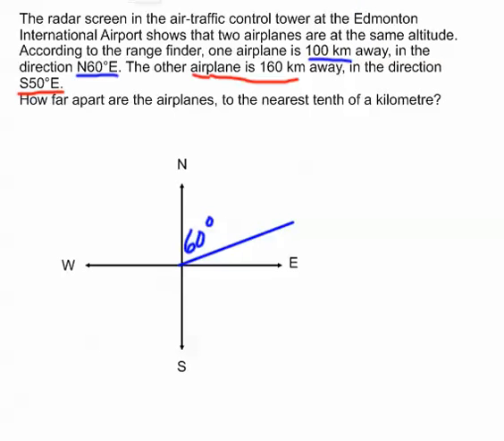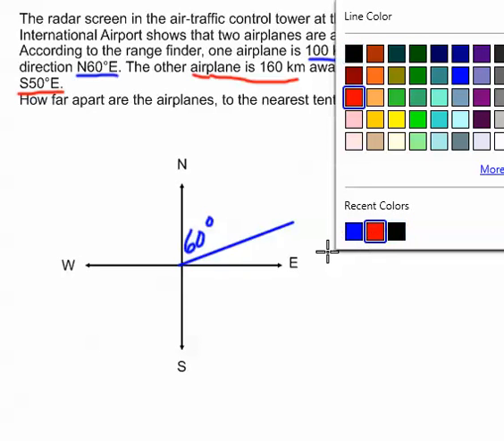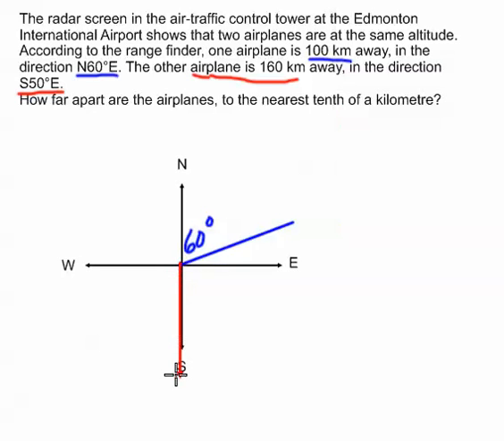Now if I go to my red line, it should look like this. So I'm starting south, and I rotate 50 degrees to the east. Now, one important thing about this one is I know it's longer. It's 160 kilometers instead of 100 kilometers. So I'm going to add a little length to it to do that. This right here is 50 degrees south, 50 degrees east.